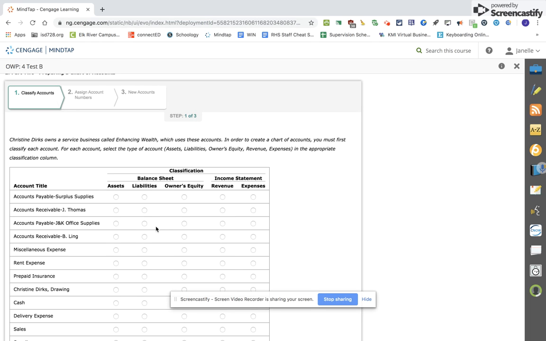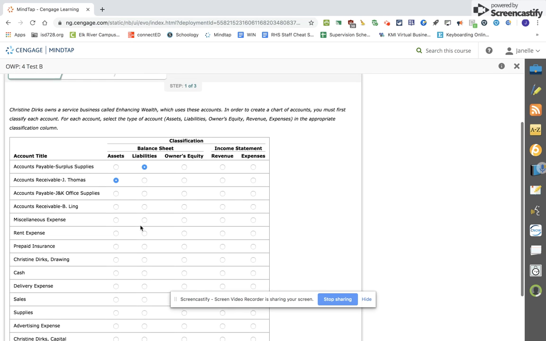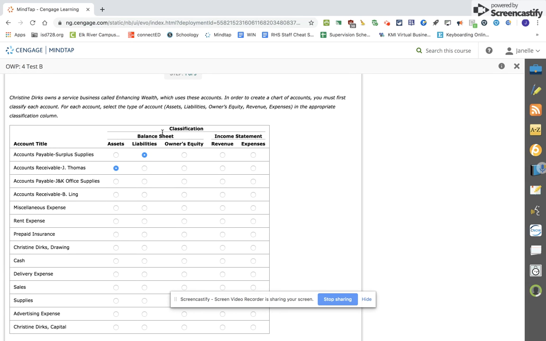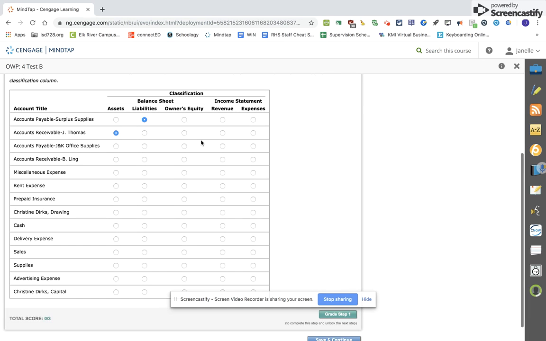I don't feel uncomfortable with you going through it, but like accounts payable, it's going to be a balance sheet classification and a liability. Accounts receivable would also be balance sheet, but this time it's an asset. And then you just go through all the accounts and you classify if they're a balance sheet or an income statement, and then asset, liability, owner's equity, a revenue, or expense.